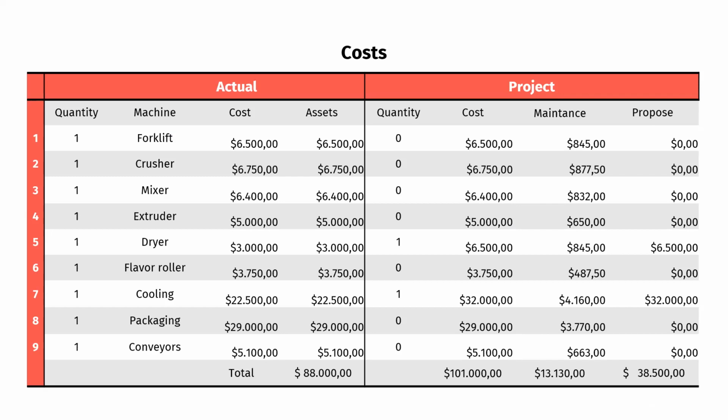Besides, there are also the maintenance costs of each machine. The annual machine cost is 130, and the total cost of acquiring the new machines is 500. Next, please.